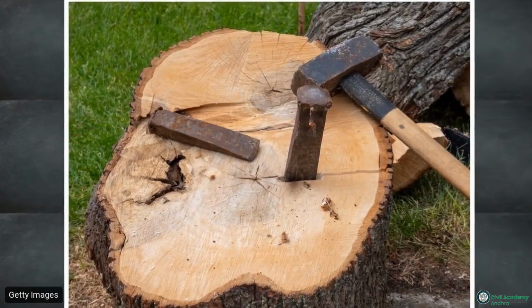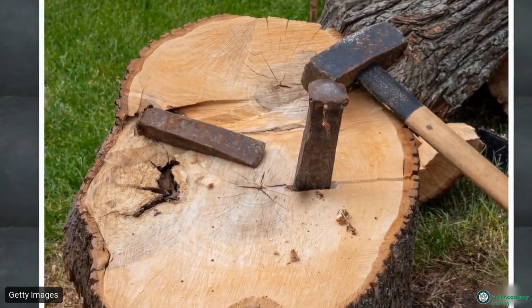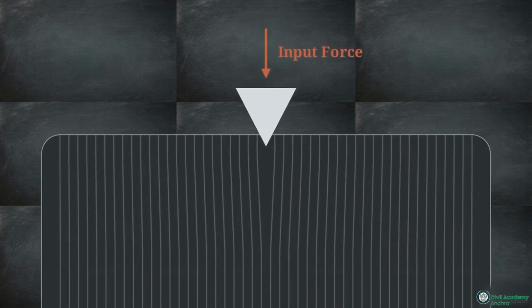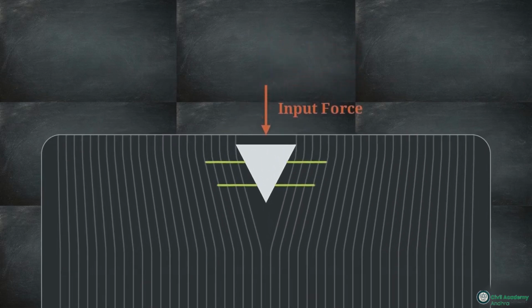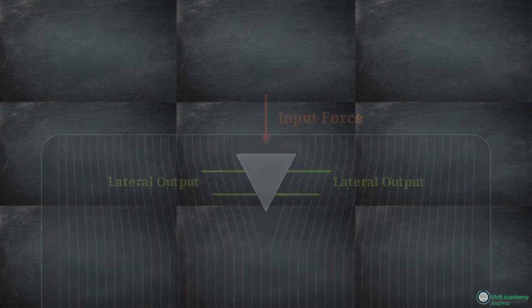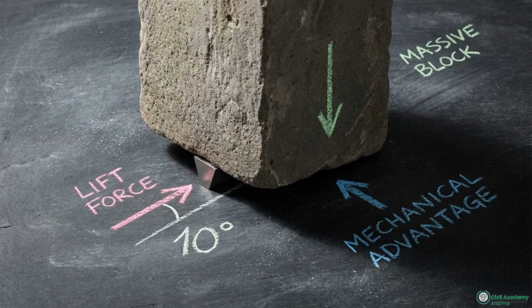If you hit a tree stump with a sledgehammer, you'll just dent the wood. But if you drive a small metal wedge into that same stump, you redirect the horizontal impact outward, splitting the solid grain completely in half. Wedges are one of the oldest simple machines we have, acting as a force multiplier to turn a small input into a massive vertical lift.